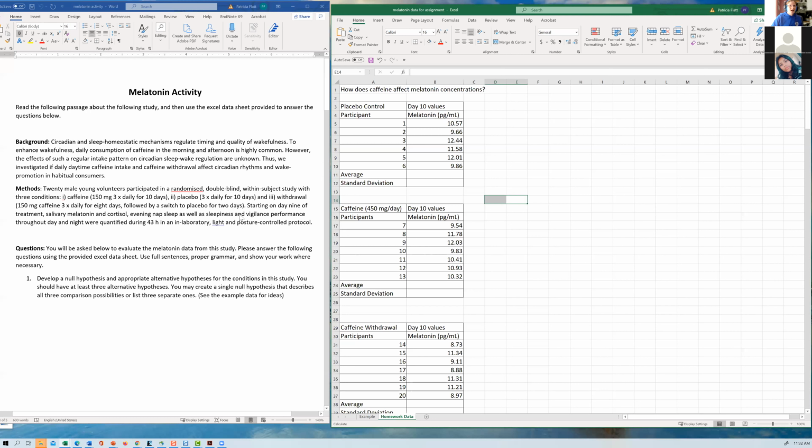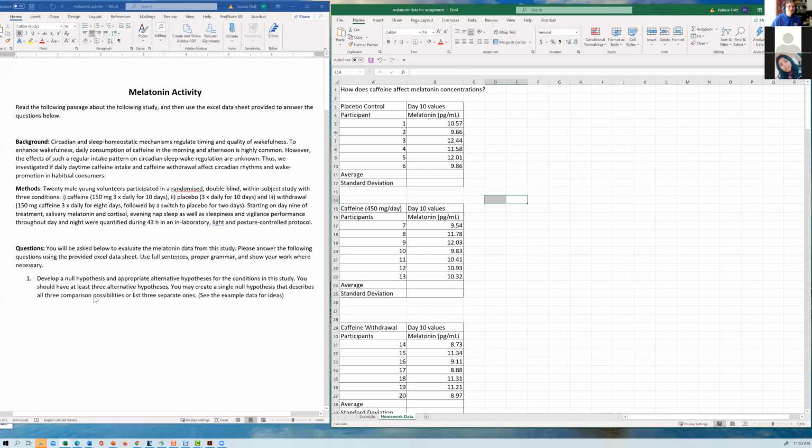Starting on day 9 of this treatment, that's when they started making their measurements. They were looking at salivary melatonin and cortisol levels, as well as evening nap sleep, and sleepiness and vigilance performance throughout the day. They had them in the laboratory for the last 43 hours so that they could do light-controlled and posture-controlled study protocols, because as we've seen, light can cause variation in melatonin levels. So they had to control for those elements in the study.